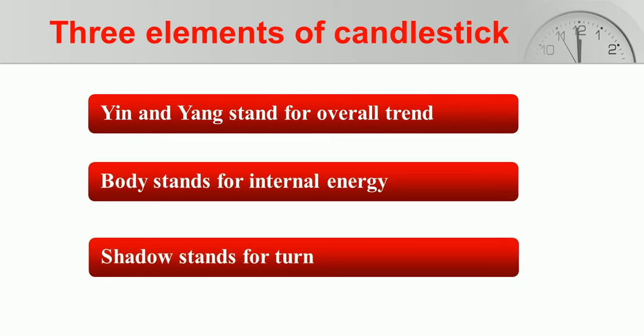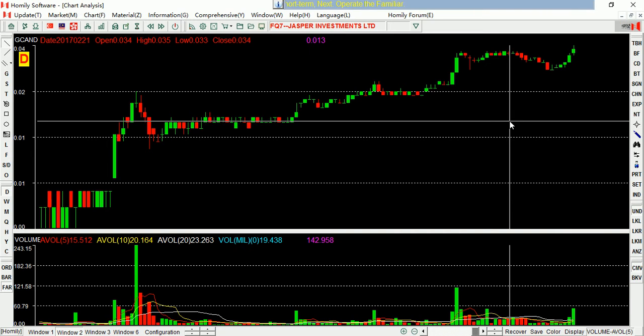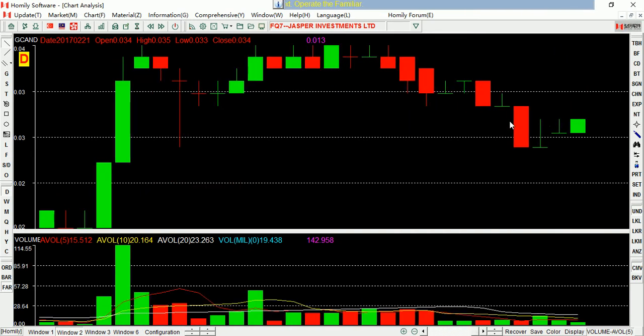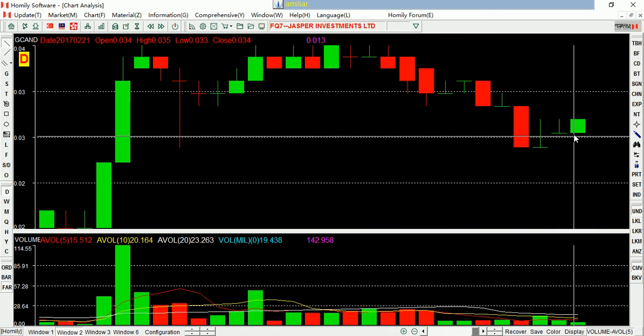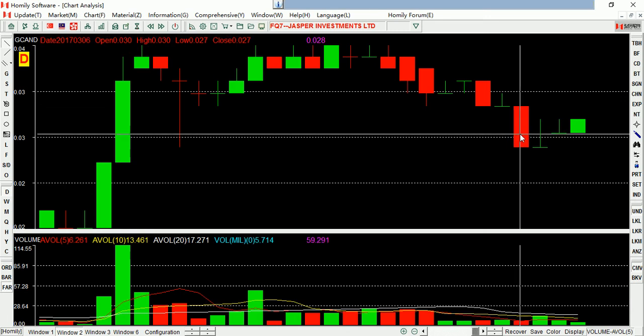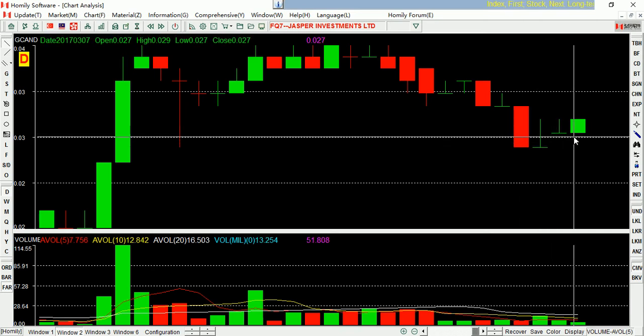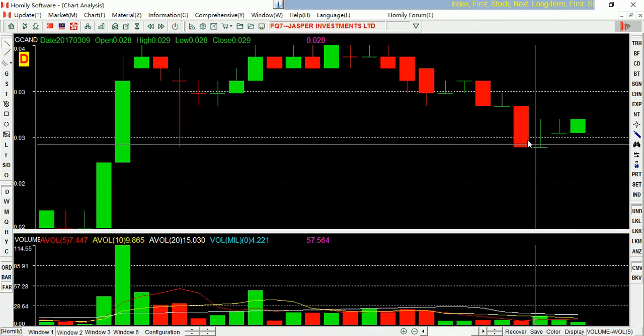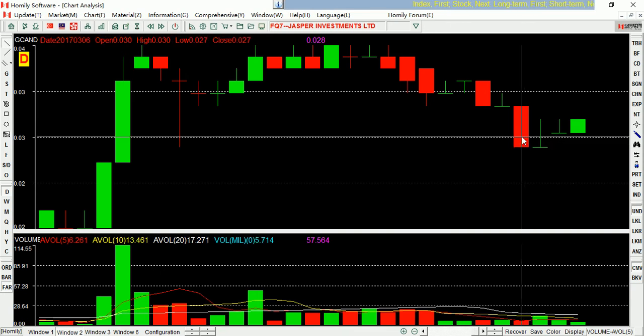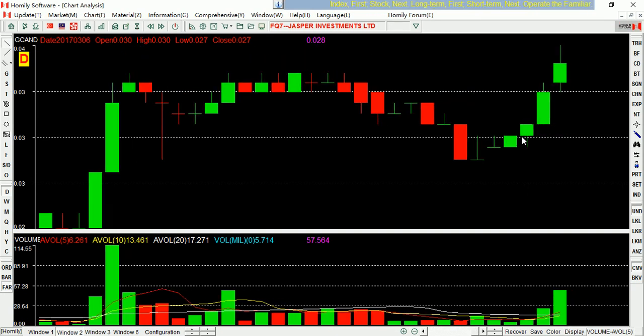Yin and Yang, like bullish and bearish candlestick, stand for overall trend. What does that mean? So let's see some examples. You want to know this stock is uptrend or downtrend. So we can see, if you see the bullish candlestick more than bearish candlestick, you know the trend is uptrend or downtrend? It's uptrend, okay? So we can see 1, 2, 3, 3 bullish candlestick, 1 bearish candlestick, uptrend or downtrend? Uptrend. Uptrend, okay? So we can see the candlestick is still up.